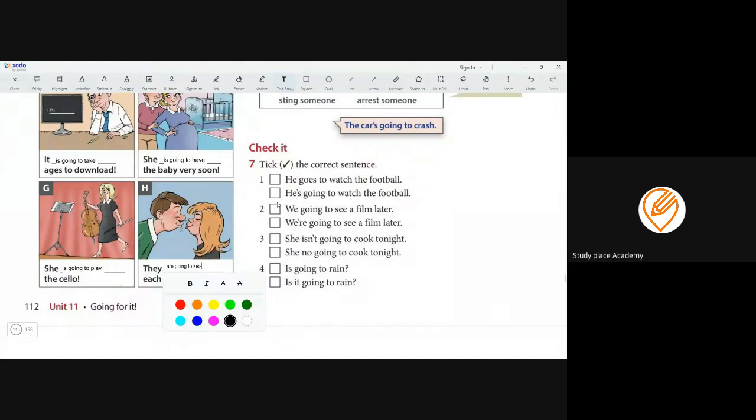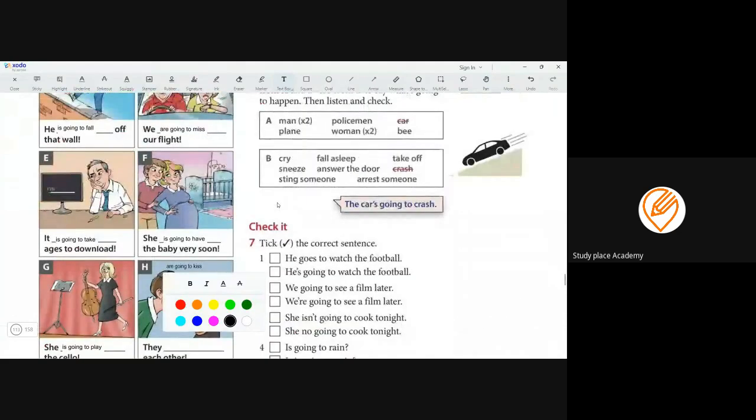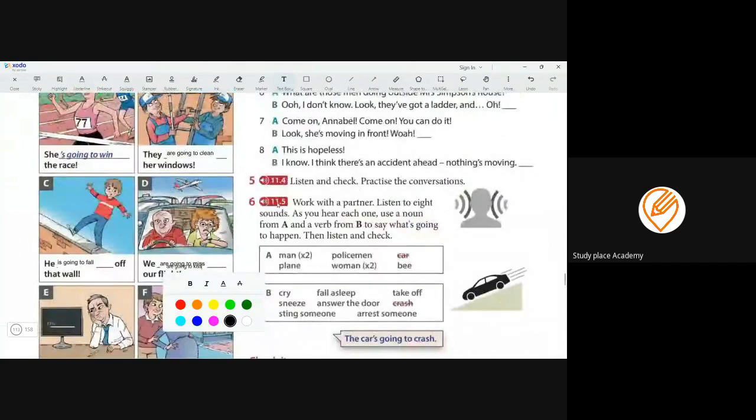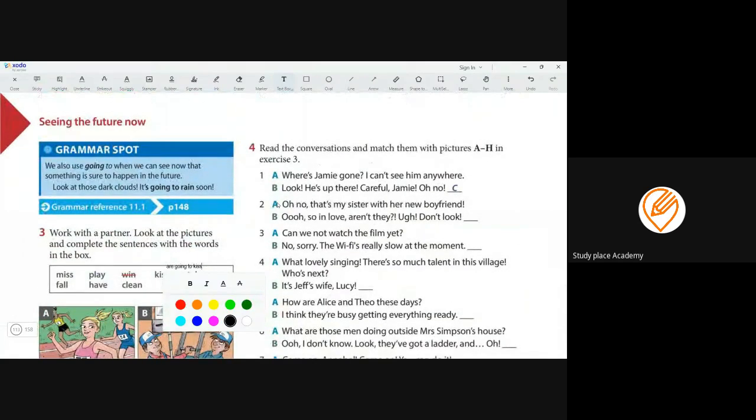And now we are going to read the conversation. Read the conversations and match them with pictures A to H in exercise 3. So we are going to do a match between exercise number 4 and exercise number 3.